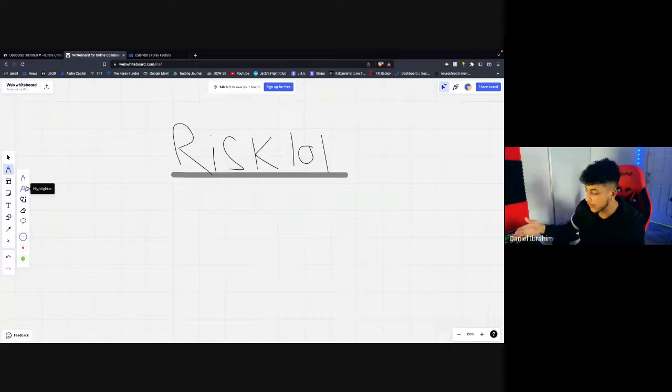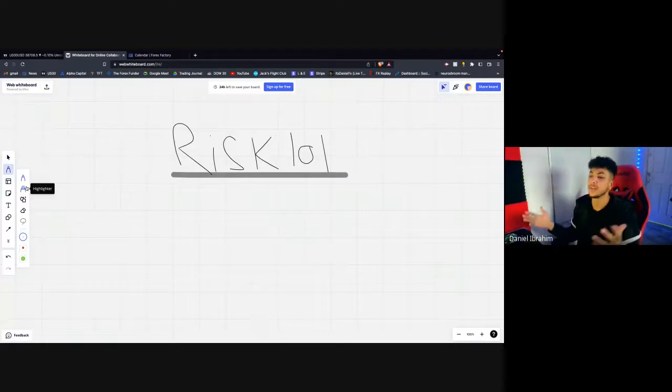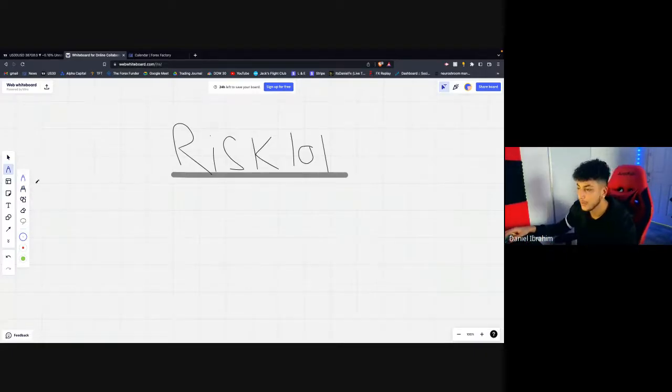Especially the goal of this series is obviously to get you funded at some point, to get you on a big prop firm account, get you making some payouts. You're never going to be able to achieve that if your risk management isn't tight, because the whole reason that people lose the funded account is they can't facilitate the risk management. So that's what we're getting into.